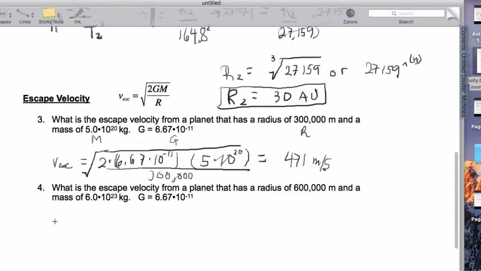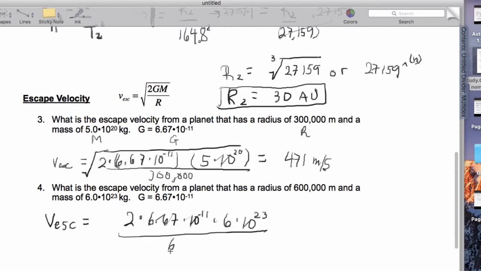Okay. All right, for number 4, let's get the escape velocity. Again, that's going to be 2 times 6.67 times 10 to the negative 11th times our mass, which is 6 times 10 to the 23rd. And we'll divide that by the radius, which is 600,000. I think what I did is I came up with a planet that has 1/10 the mass of the Earth, but the same diameter.